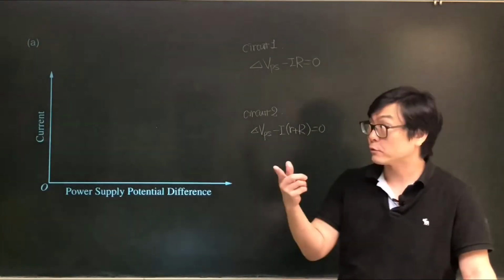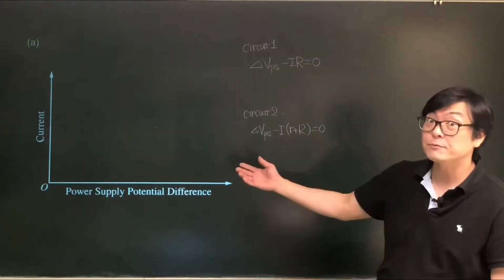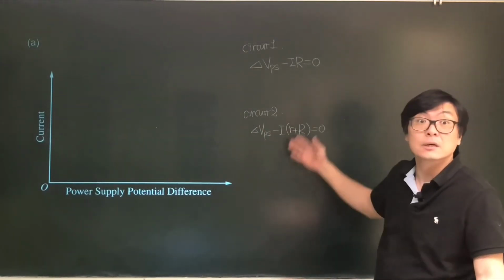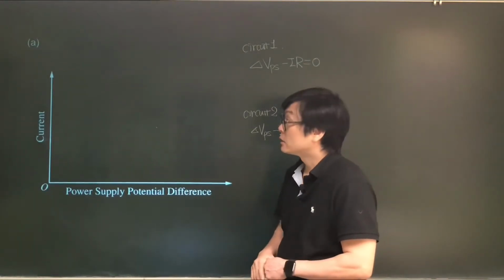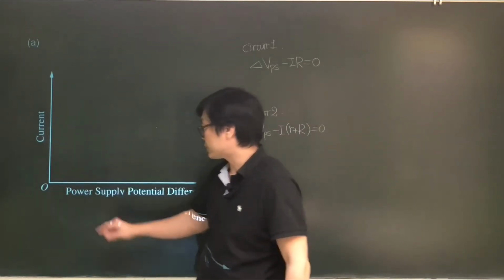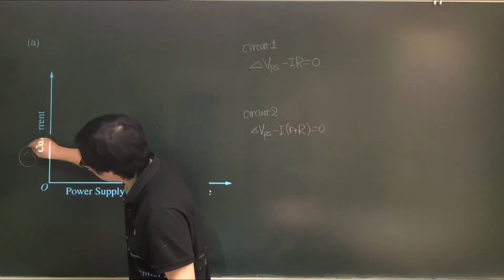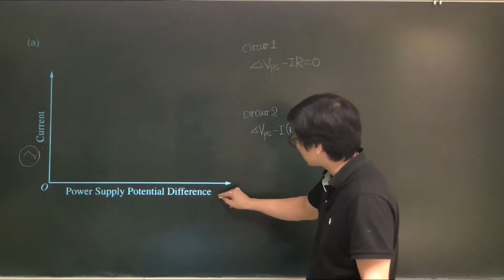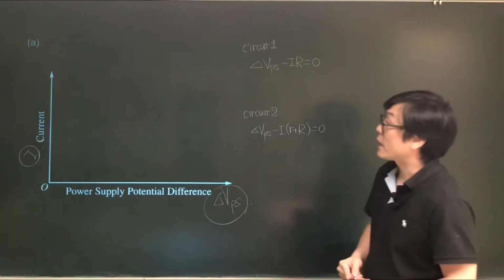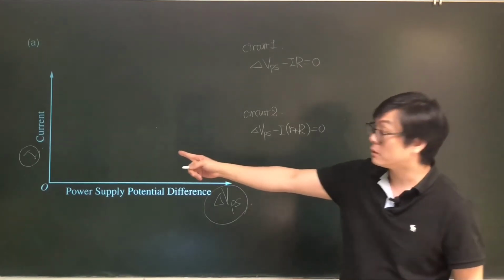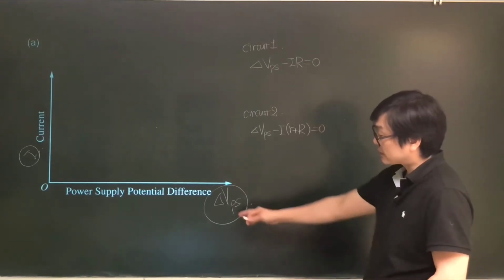Now, time to go back to question A for the qualitative analysis part. This becomes very easy because we already have this mathematical expression. See it? Okay, so we need to sketch the graph. We need to plot the graph, current versus the power supply potential difference. Here, the current is I, and the potential difference is delta VPS. So that means we need to find the relation between I versus delta VPS.